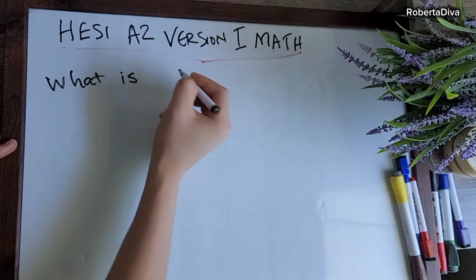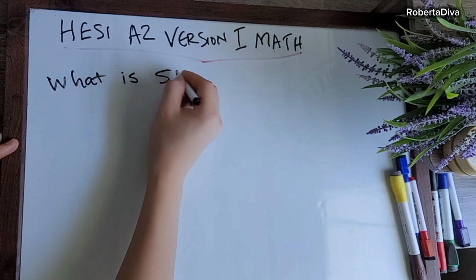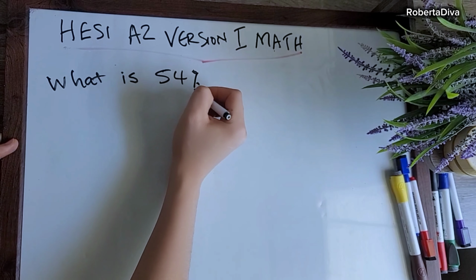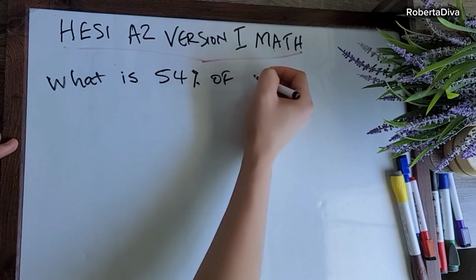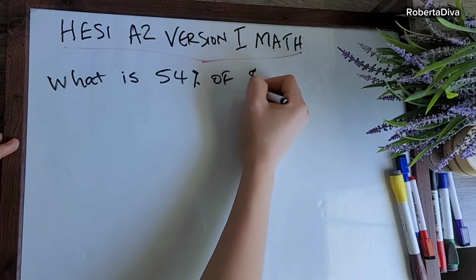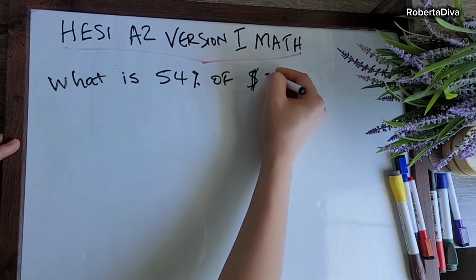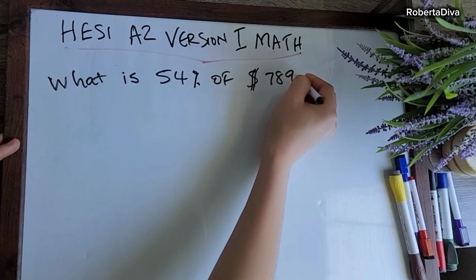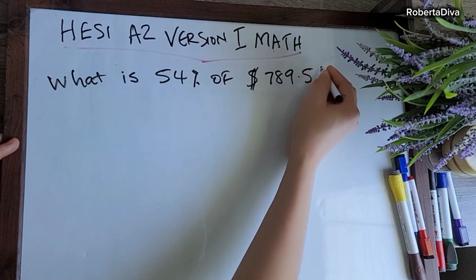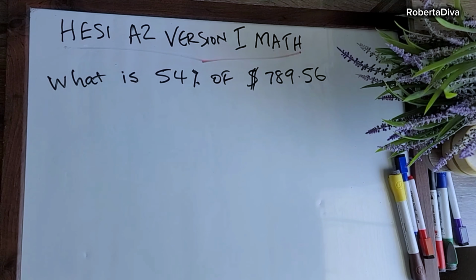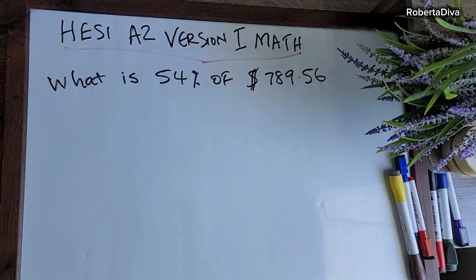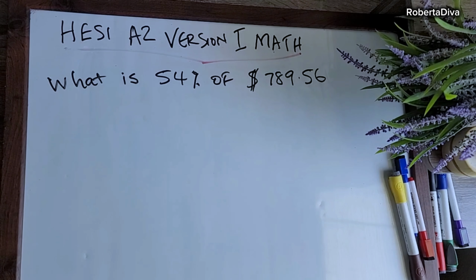Okay, let's solve this one. What is 54% of 789.56? This is easier, right? You want to do this before me? Okay, go ahead, try it. This is easy, right? Just use a calculator and write it.